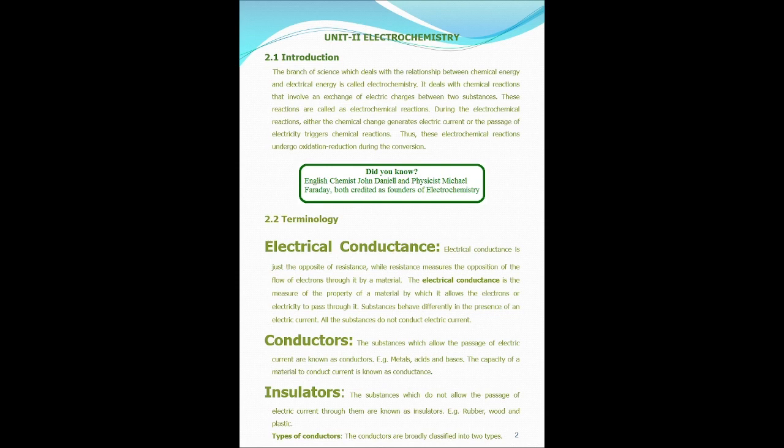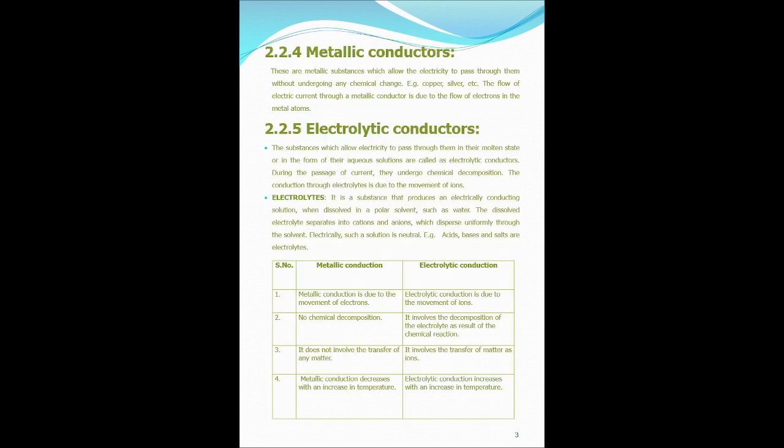Here there are three important materials related to conductance. They are called conductors, insulators and semiconductors. Conductors allow the current to pass. A very good example is metals. And insulators do not allow the electric current to pass. Examples: rubber, wood, plastic, etc. And semiconductors partially allow the current to pass.